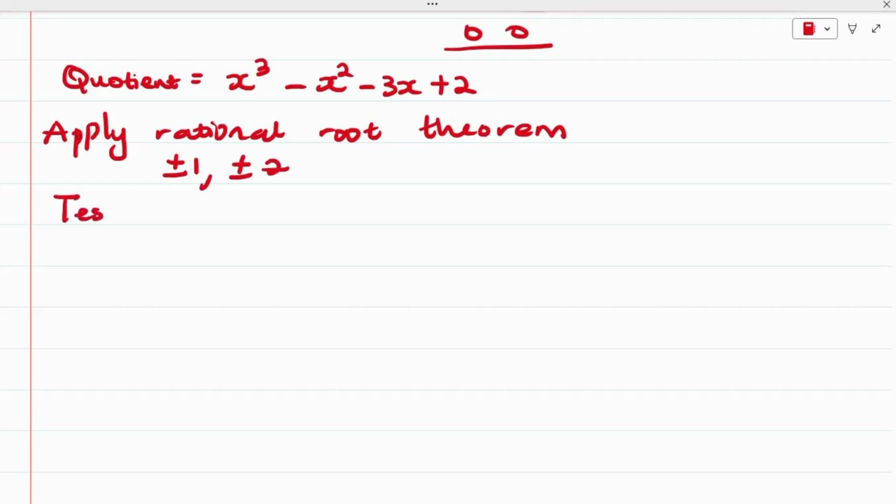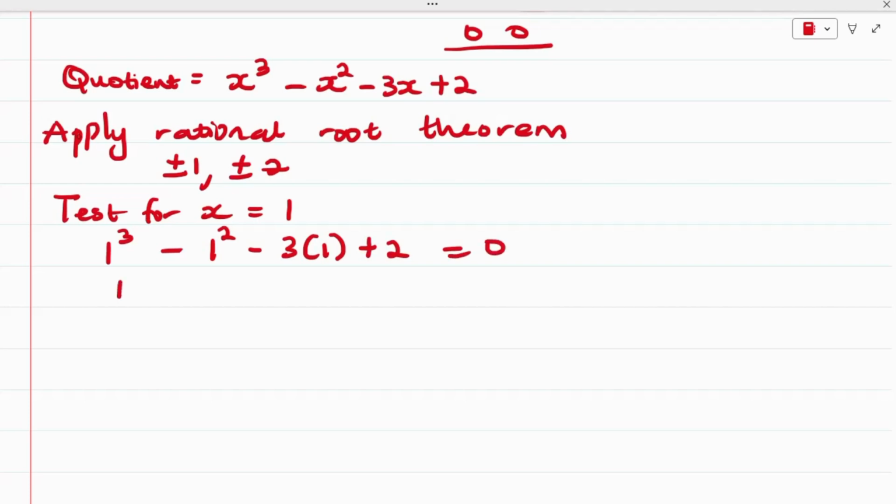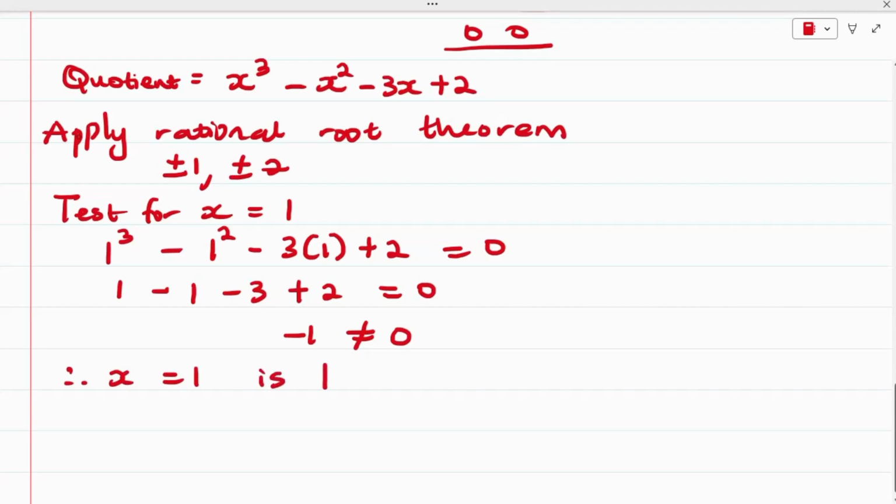Let's test x equals 1. So we have 1 raised to the power of 3 minus 1 squared minus 3 into 1 plus 2, and this is equal to 0? So 1 raised to the power of 3 is 1, minus 1 squared is 1, minus 3 multiplied by 1 is minus 3, plus 2. 1 minus 1 is 0. 0 minus 3 is minus 3. Minus 3 plus 2 is minus 1, and this is not equal to 0. So therefore we have that x equals 1 is invalid.